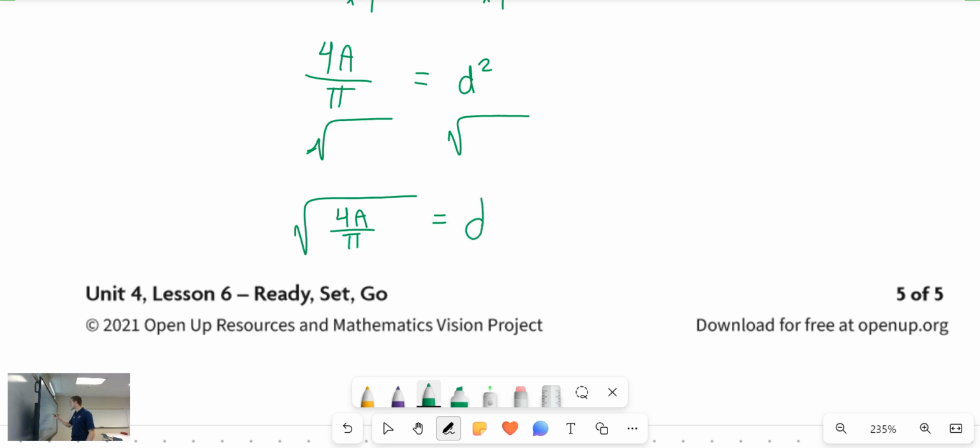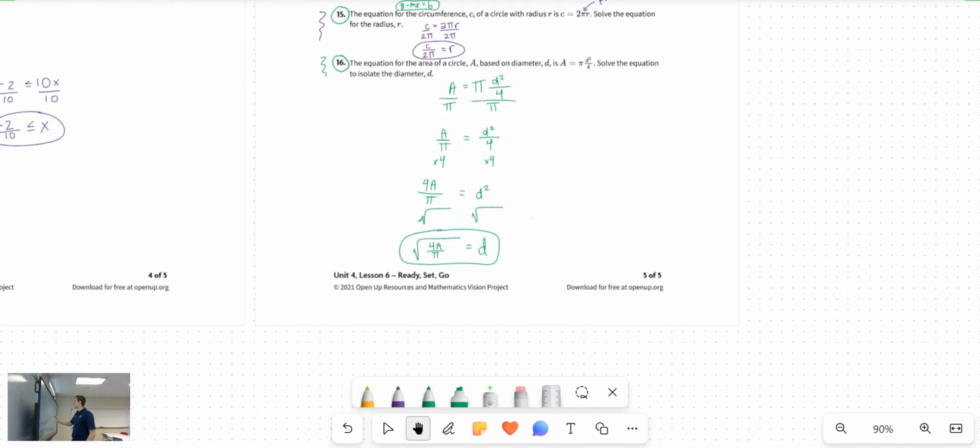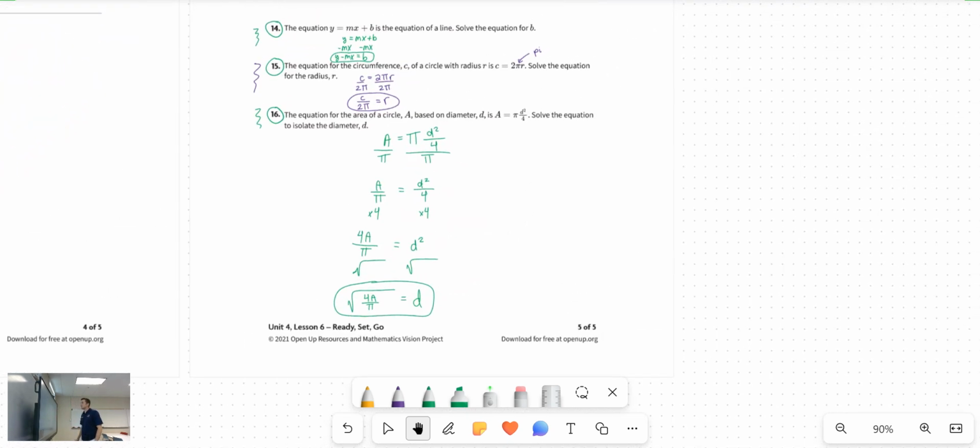equals d. And that is the final answer for this problem. And not just for this problem, that is the answer for the final problem in Unit 4 homework help. I hope this was helpful.